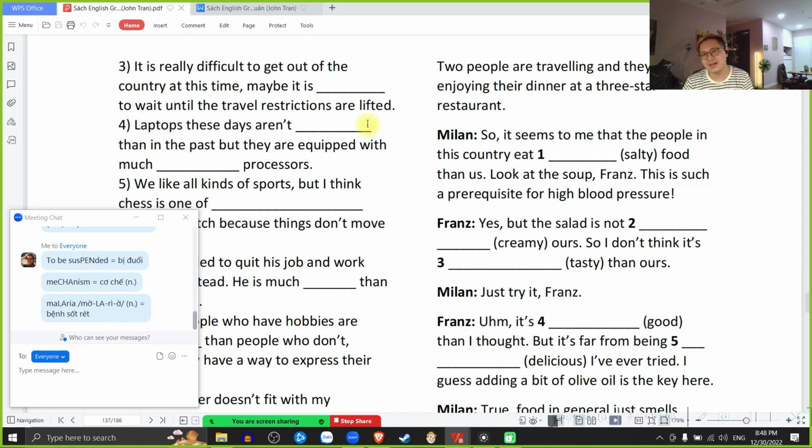Restrictions are lifted. Restrictions, chứ không phải là ít. Mấy em phải đọc là ít, mở miệng ra. Restrictions. Until the travel restrictions are lifted.